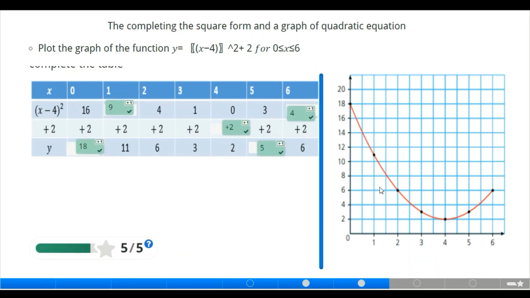So now, when x is 0, y is going to be 18. When x is 1, y is going to be 9. When x is 2, y is 6. When x is 3, y is 3. When x is 4, y is 2. When x is 5, y is also 5. And when x is 6, y is 6. And that gives us the arrangement for that graph.